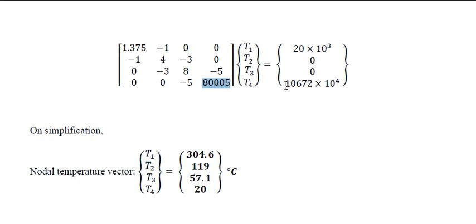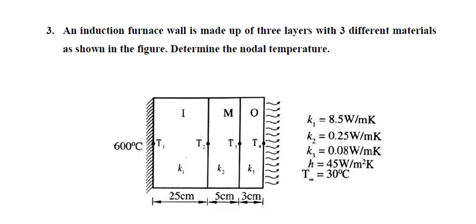C is added here. C into T4 is added here. On simplification, we have to find all 4 values. That is how the penalty method deals with it. But it is usually better to go with the elimination method, my dear students. I hope you have understood this problem. I will move on to the next problem now. We shall solve the next problem.